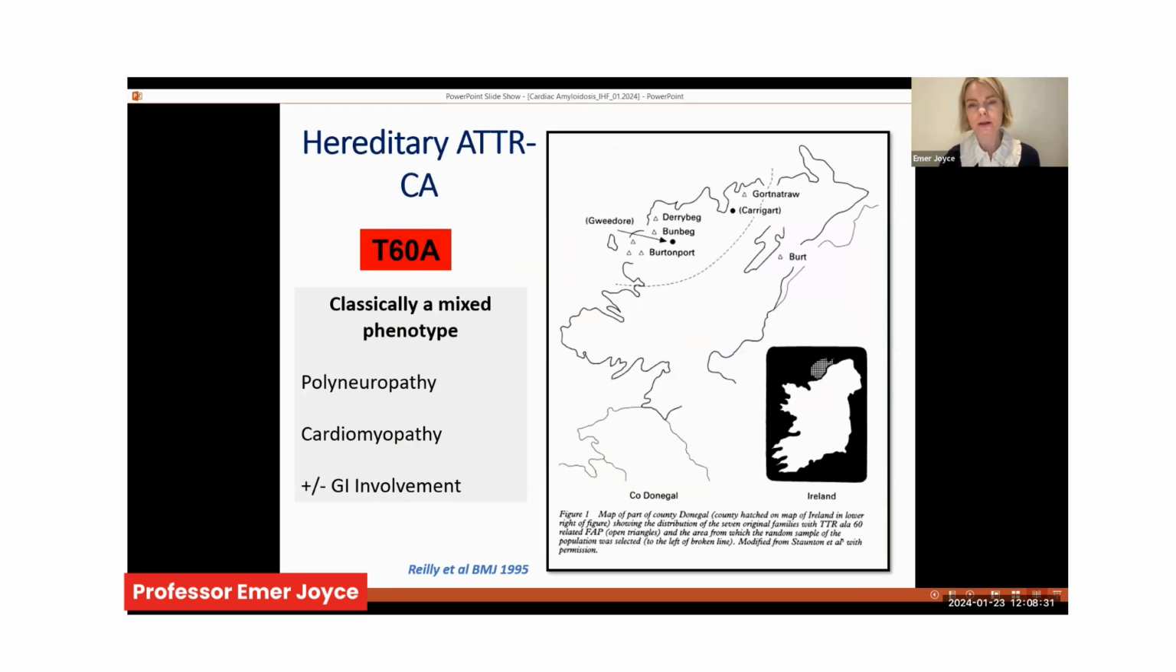And in Ireland, there are over 100 different types of hereditary amyloid, like 100 different mutations. But obviously in Ireland, the most relevant to us, not the only one, but the most relevant to us is T60A. And that's the genetic type that does have that heritage in Northwest Donegal, based on that paper by Mary Riley.